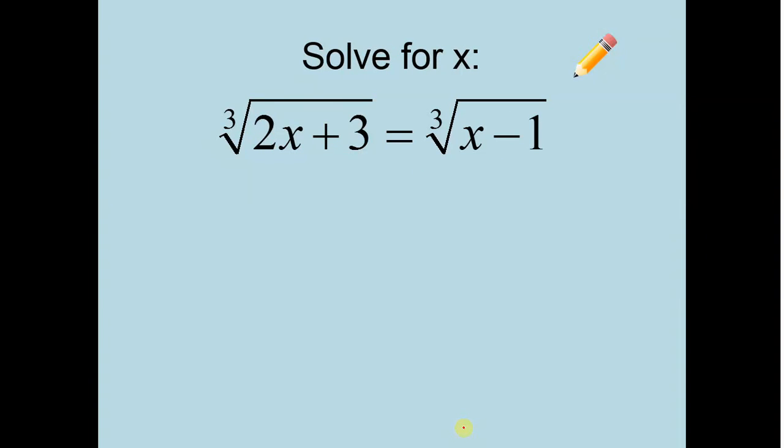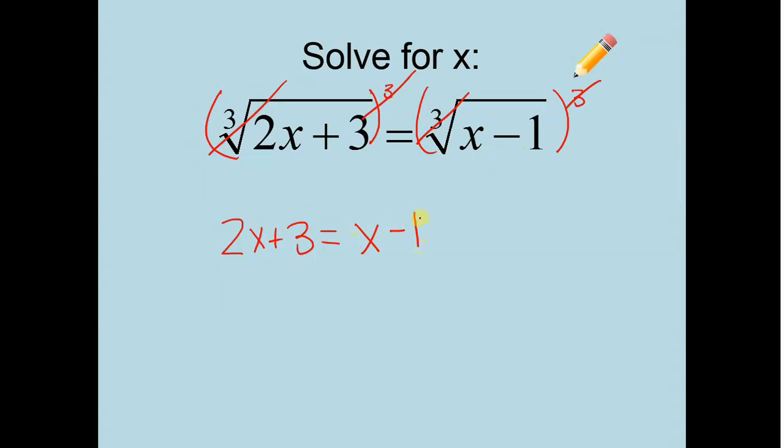Let's try this one. Now, don't be fooled. This one's actually very simple. It just looks kind of scary right now. Notice how they're both under a radical. So we need to get rid of that first. Let's cube both sides. It gets rid of the radicals. So we're left with 2x plus 3 equals x minus 1. The radicands can be set equal to one another.